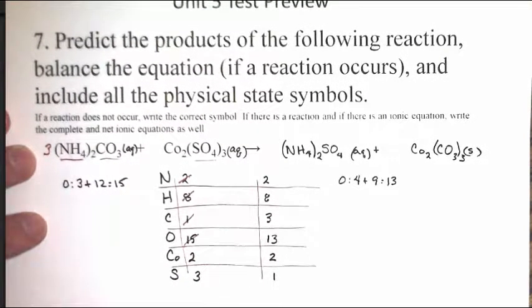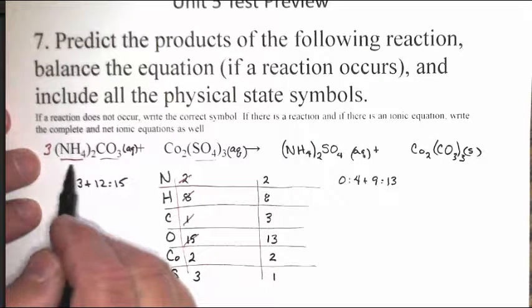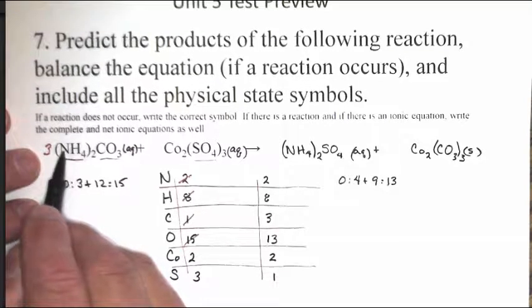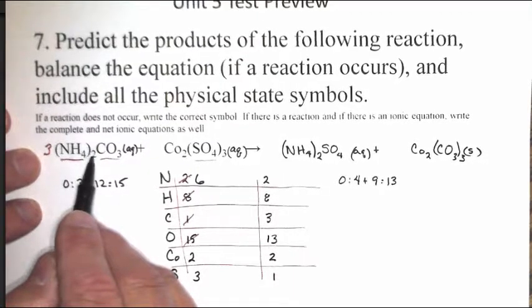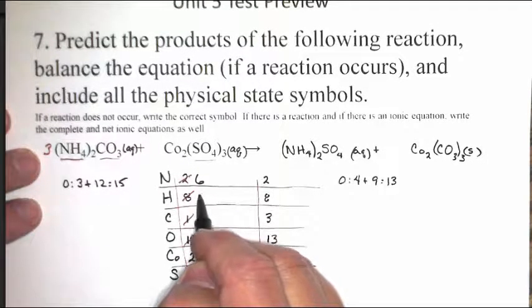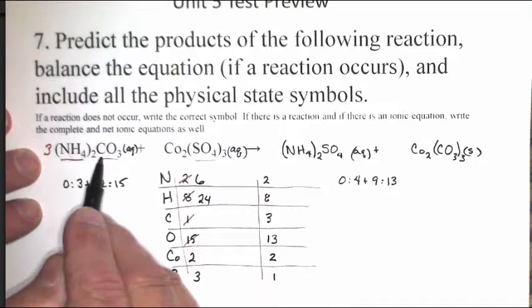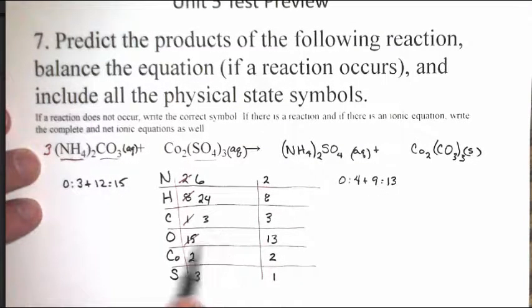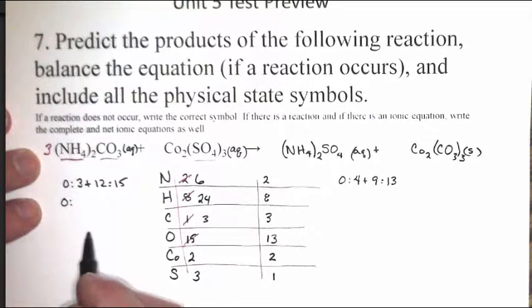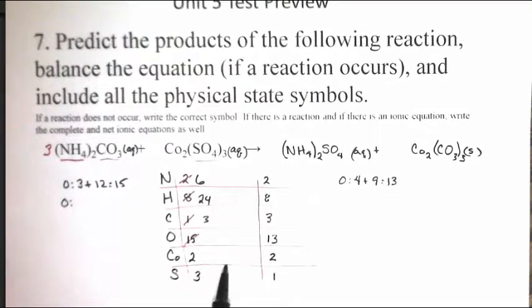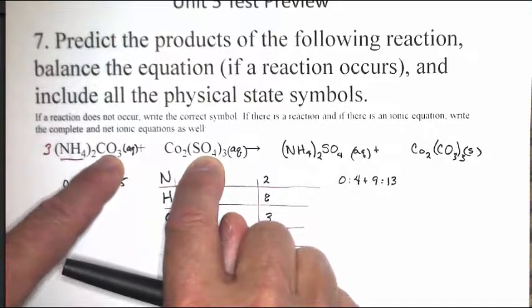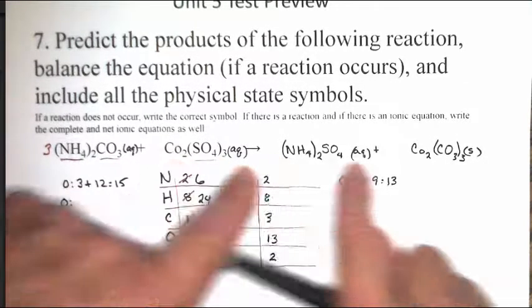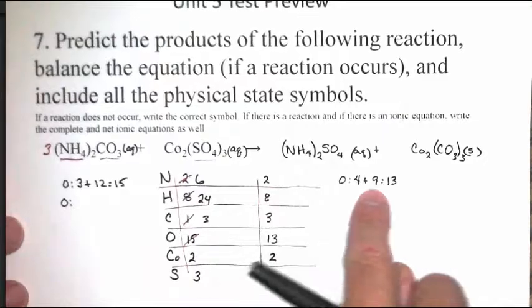Now that I've done that, I'm going to recount all of those. And I've got 2 times 1 is 2, times 3 is 6. I've got 4 times 2 is 8, times 3 is 24. I've got 1 carbon times 3 is 3. And the oxygens I keep up with is a separate thing because there are so many of them. So when you have the same element in more than one compound on either the left side or the right side, I recommend you always write it out so you can keep up with it.